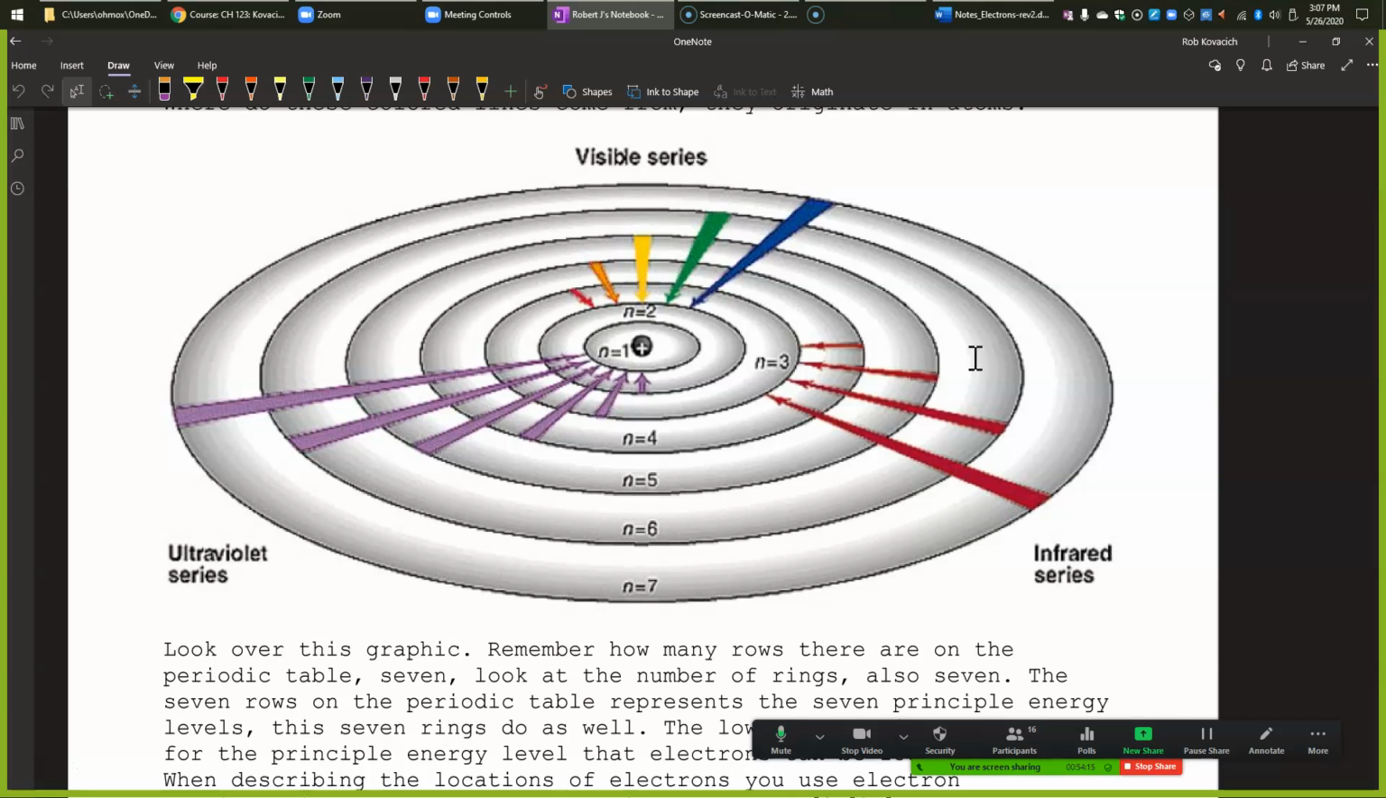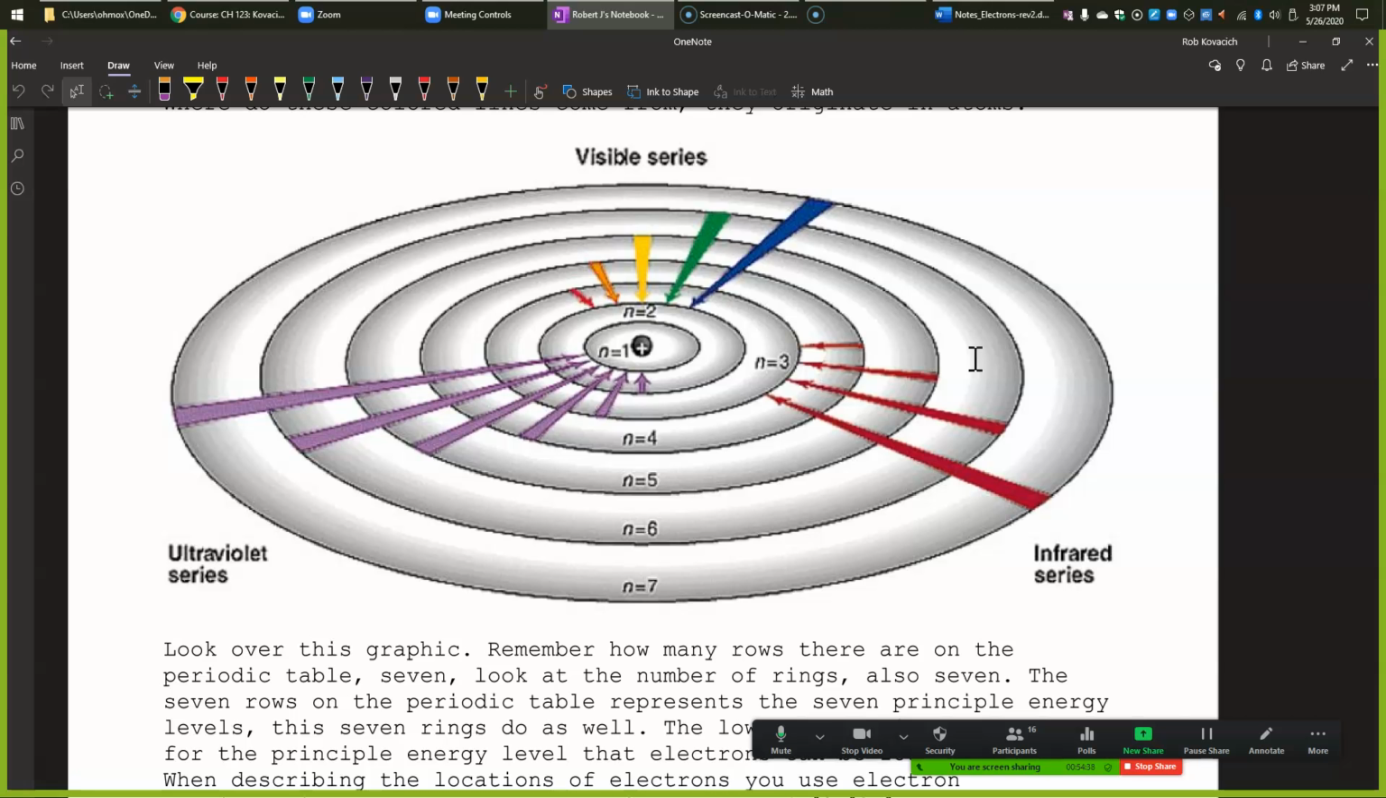So we're doing the most simplistic one, which is the hydrogen atom. What we're showing here is the hydrogen atom just has one electron, and then it says N 1, 2, 3, 4, 5, 6, and 7. Those are the energy groups, the principal energy groups. So principal energy group 1, 2 through 7, and we know how many there are because the periodic table has 7 rows on it, right? So it corresponds to each one of those principal energy levels.